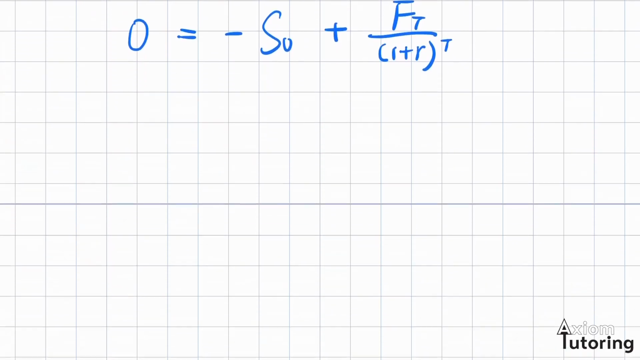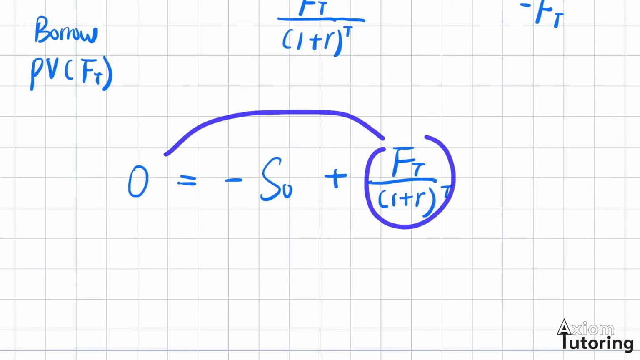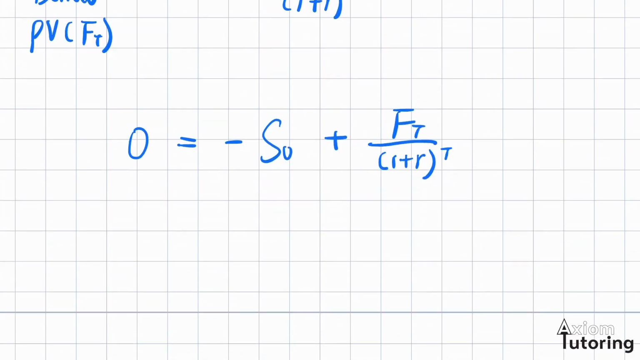Or we can arrange this a little bit. We put S_0 on one side, and we multiply the discount factor on both sides, and we would have F_T equal to S_0 multiplied by (1 plus r) to the power of T. That is how we put a price on the forward price. The technique we have used is called the replicating portfolio, and we'll be seeing this in future sessions as well.